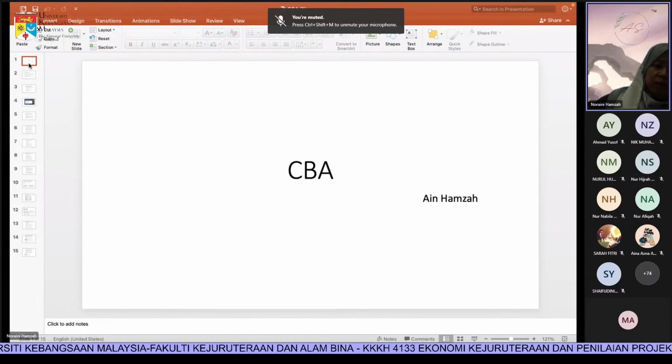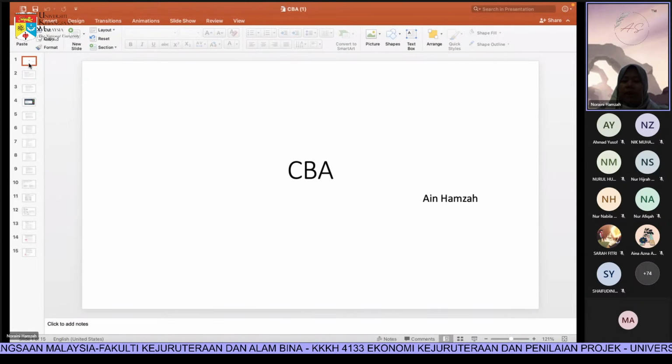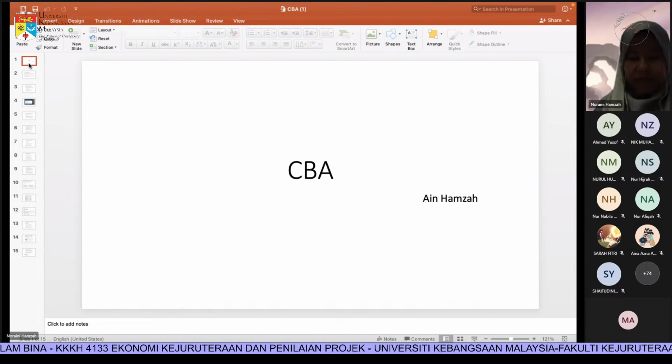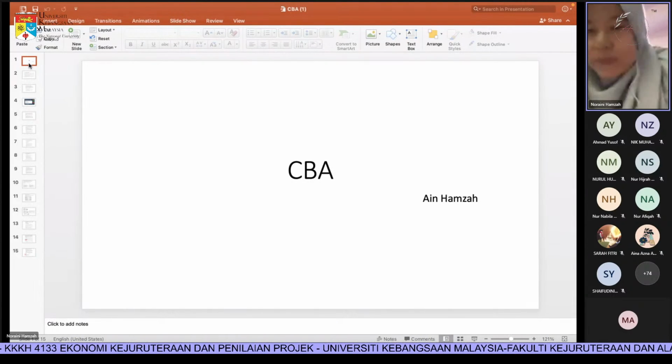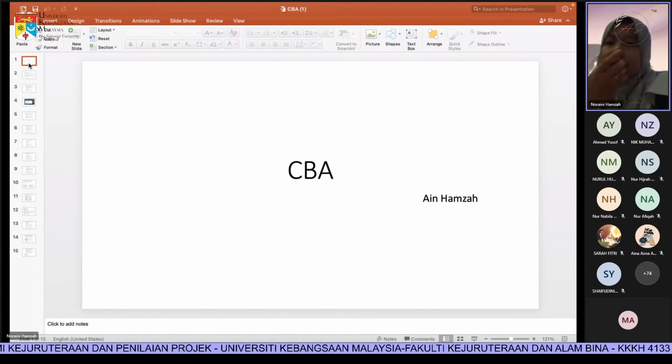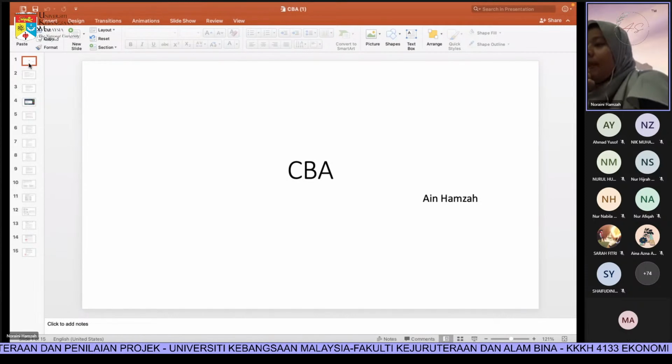Kita cuba. Okey lagi ke ni? Pukul berapa dah ni? 1:30. Boleh lagi? Boleh, Doktor. Boleh lagi untuk 15 minit. 15 slide. Okey sekejap, ke minggu depan kita buat apa? Minggu depan kita buat kelas lagi, then kita buat test minggu depan.